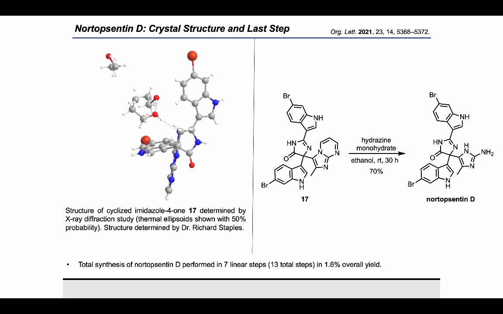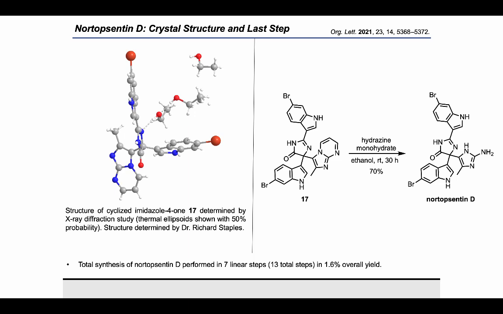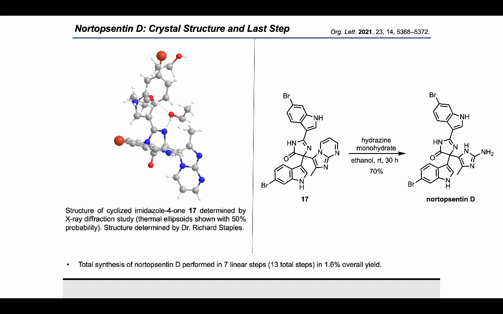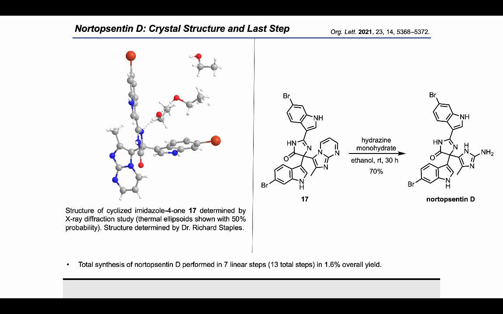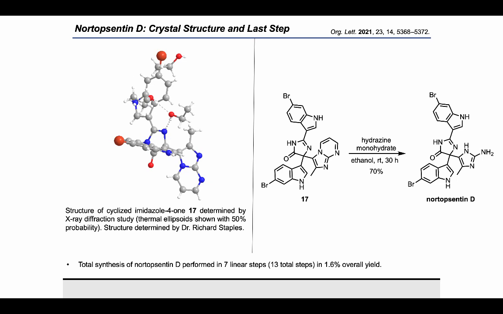Overall, and in conclusion, the first total synthesis of Nortopsentin D was accomplished through a highly convergent path, including only 7 linear steps, with an overall yield of 1.6%. The synthetic pathway represents a method of cyclization never before used for total synthesis, which can be envisioned for the use of multiple other 5,5-disubstituted imidazol-4-one containing natural product total syntheses.